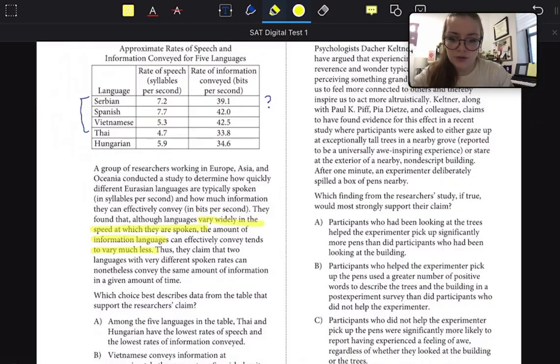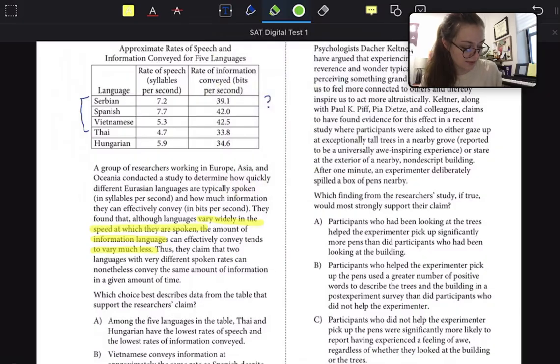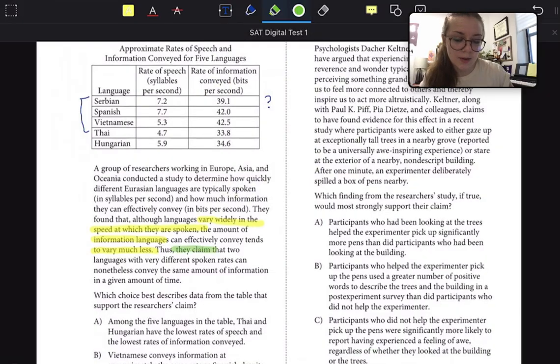Thus, they claim that two languages with very different spoken rates can nonetheless convey the same amount of information in a given amount of time. Anytime you see the phrase, thus they claim, this is an important thing to flag. This is essentially the researcher's thesis, or the main point, or the main argument that they're trying to make. So again, reading through this, two languages with very different spoken rates can nonetheless convey the same amount of information in a given amount of time.